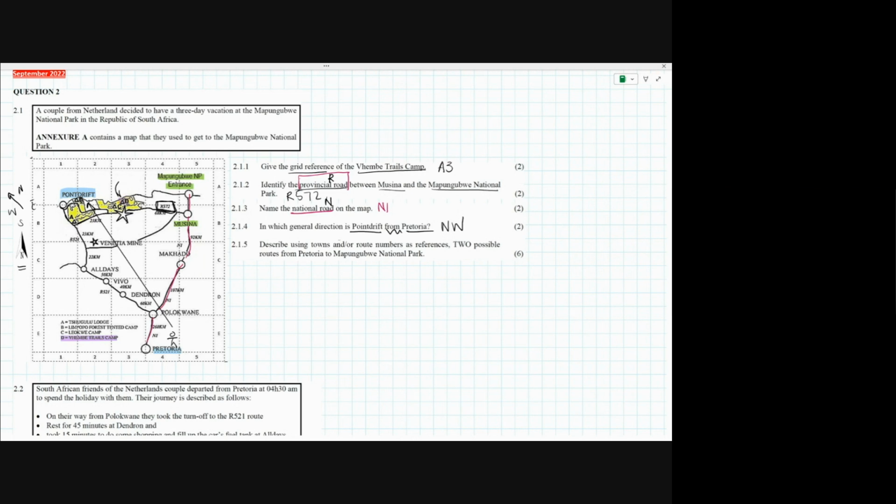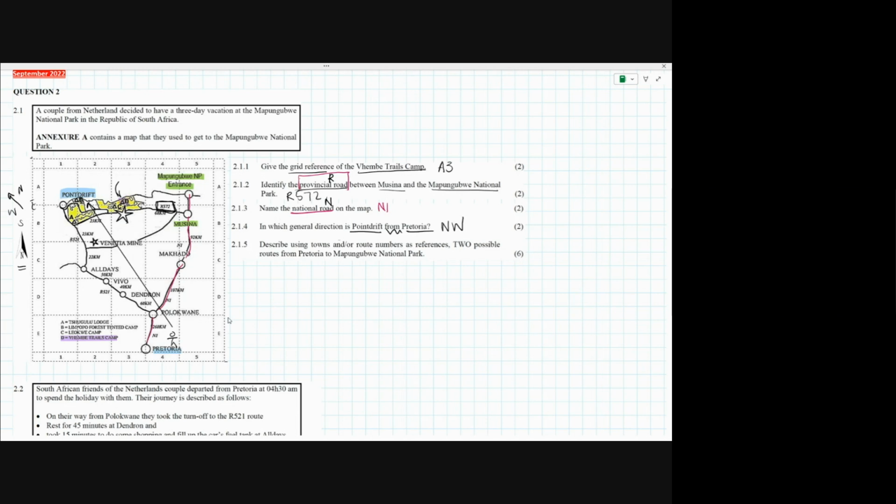Right, 2.1.5. I know this is probably one of the silliest questions to hate because it's such an easy question to answer, but I hate these questions. Don't know why, I really don't enjoy them, but they are one of the easiest to answer. So it says, describe using towns and or route numbers as references two possible routes from Pretoria to the Mapungubwe National Park. So 2 routes.